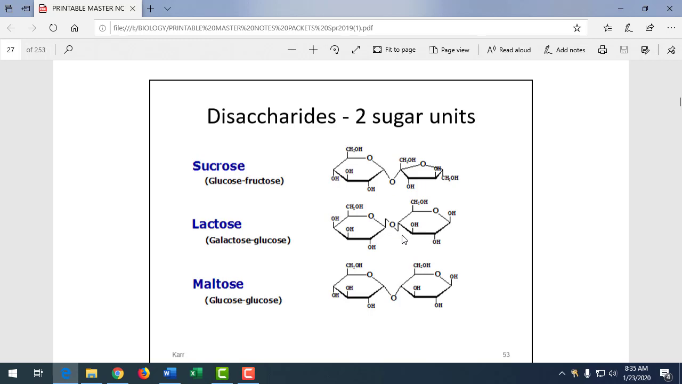And the sucrose is something you're familiar with. That's just table sugar. So that's what we put in a lot of our foods to make them taste sweet, candies and desserts and things like that. That's sucrose. Question?